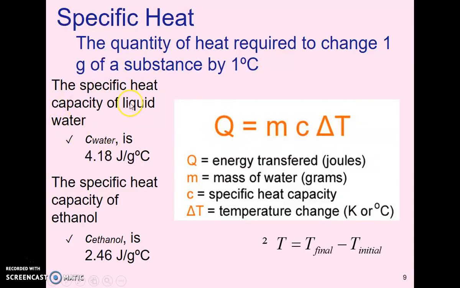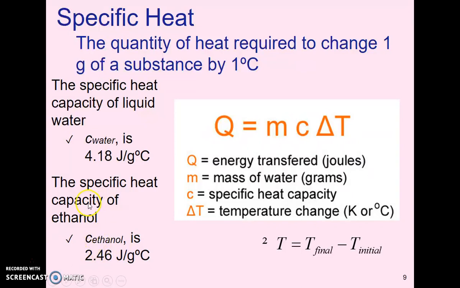Now if we look at the specific heat of water, it is 4.18, and the specific heat of ethanol is 2.46. The AP exam tends to use the term specific heat capacity, which really means the same thing. Now what does this mean? Since water has a higher specific heat, it takes more heat to heat it up than ethanol. So if you started these two at the same temperature, with the same amount of each, and wanted to get them to the same higher temperature, it would take more heat to heat water than ethanol.